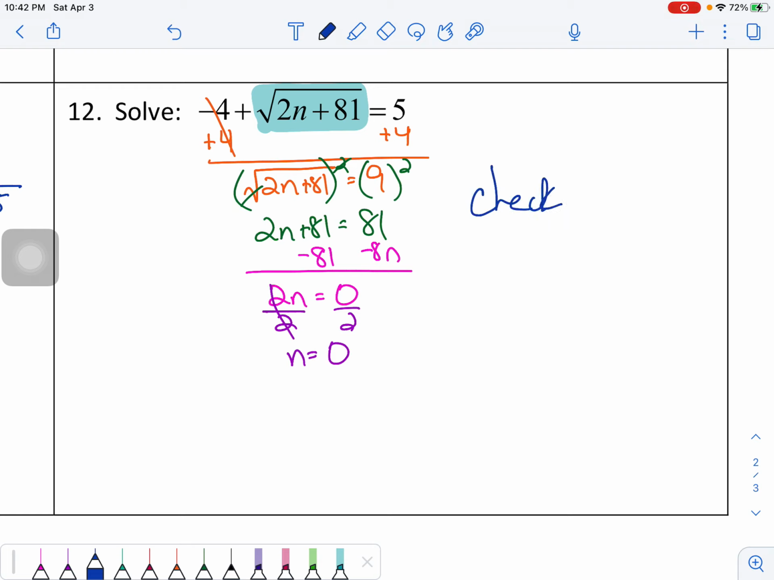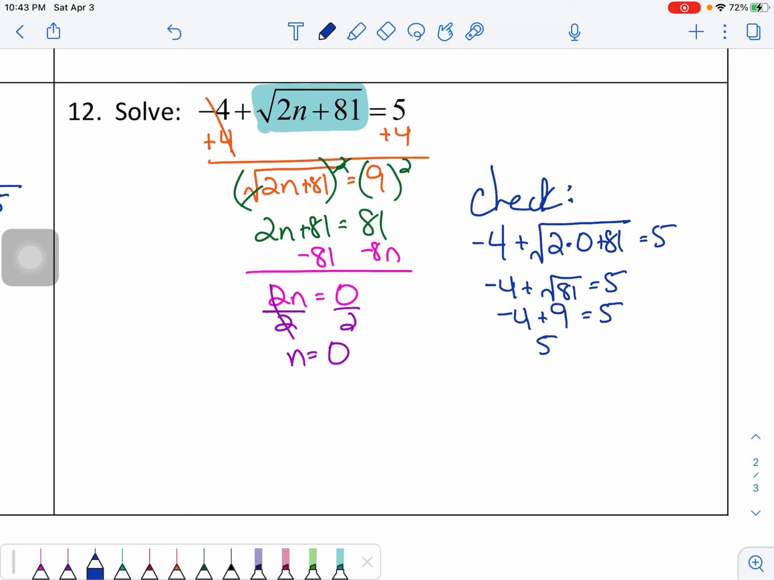All right, but you've got to check it. So if we check this, we're going to replace n with 0. So -4 plus the square root of 2 times 0 plus 81 is equal to 5. So -4 plus, 2 times 0 is 0. 0 plus 81 is still 81. So the square root of 81 is 9. -4 plus 9 is 5. 5 is equal to 5. That is true. So n is equal to 0.